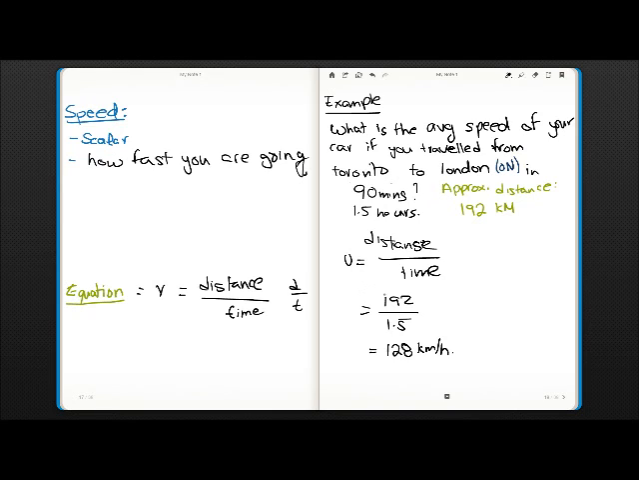Realistically, you're not going to be going 128 the entire time. You'll sometimes be above it or below it. Like you're driving above the average speed, you see a cop, you slow down, then you speed up again. Not that I'm telling you to do that.